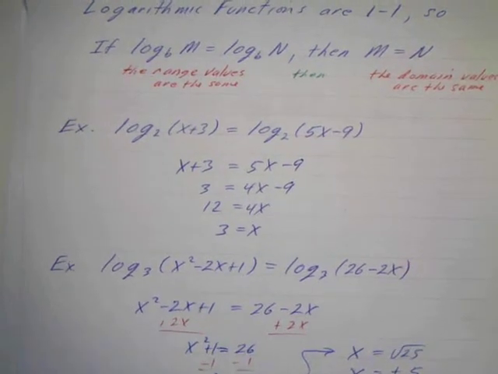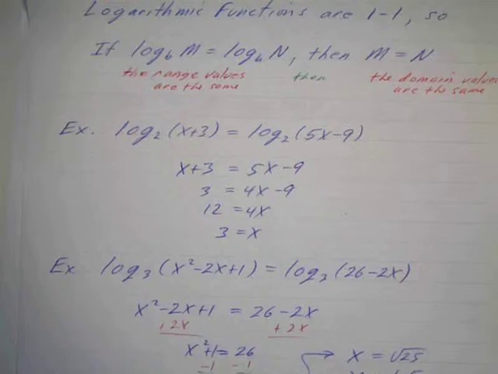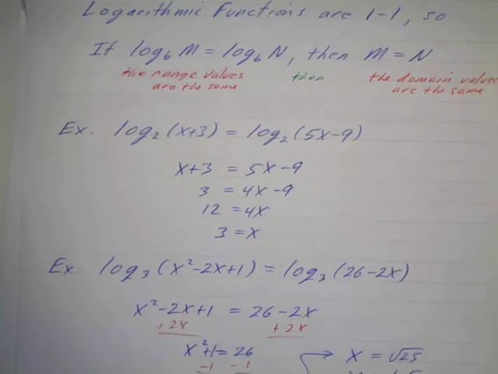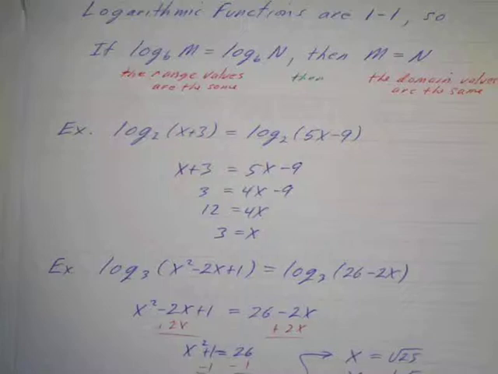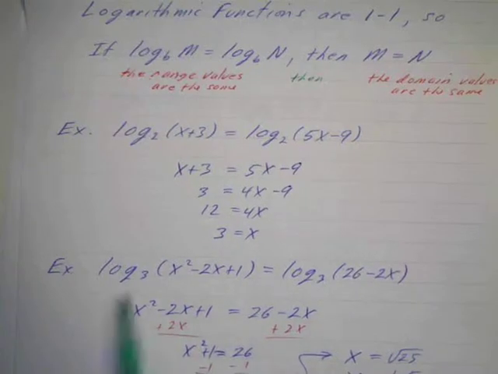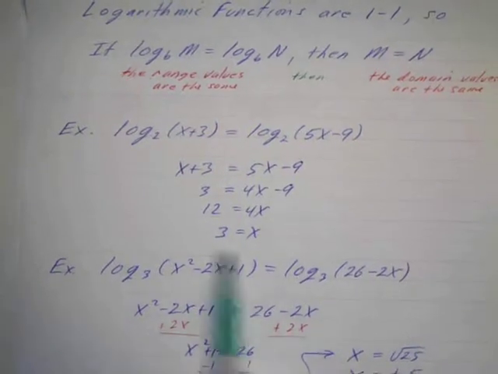Now what happens if we've got more than one log? Well, we can't do it. It has to be one log on the left, one log on the right. One range element to one range element equals one domain to one domain. All right? This whole thing would be the range. These would be the domain elements.